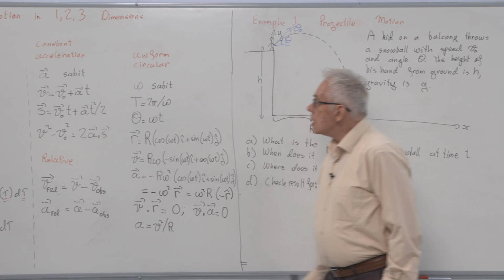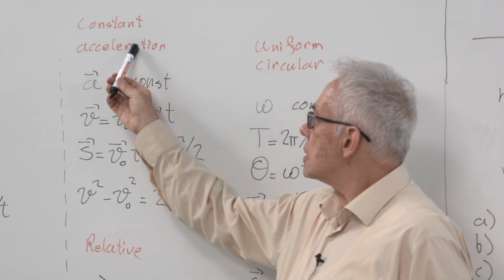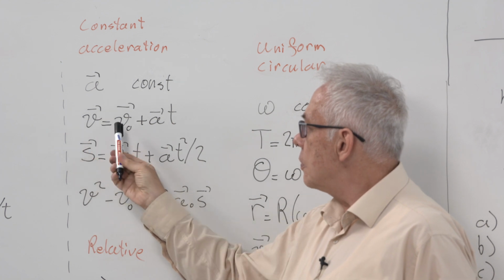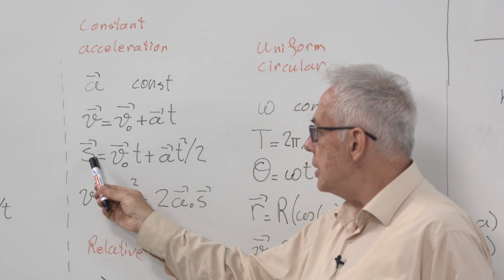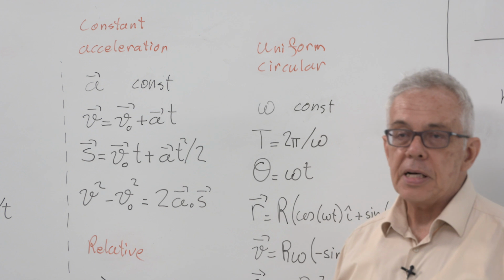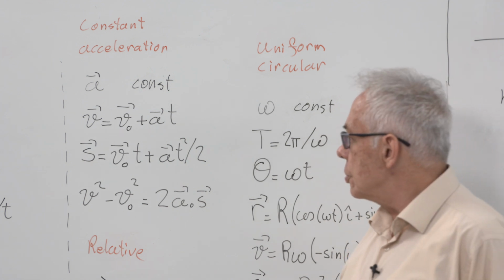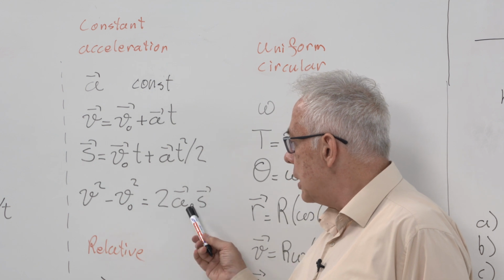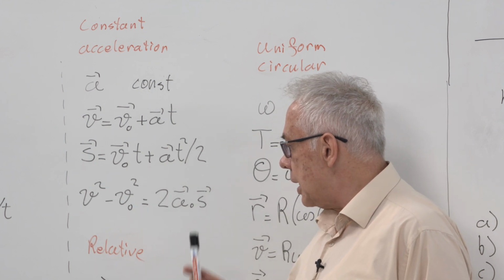For constant acceleration motion, where a is constant, we have velocity v0 plus at, displacement v0t plus at squared over 2, and v squared minus v0 squared equals 2a dot delta r. Please note this is a dot product.